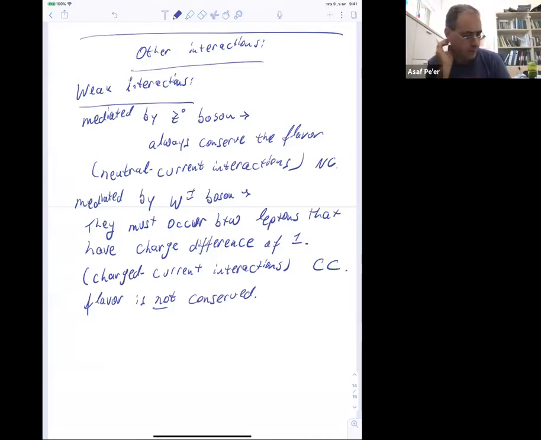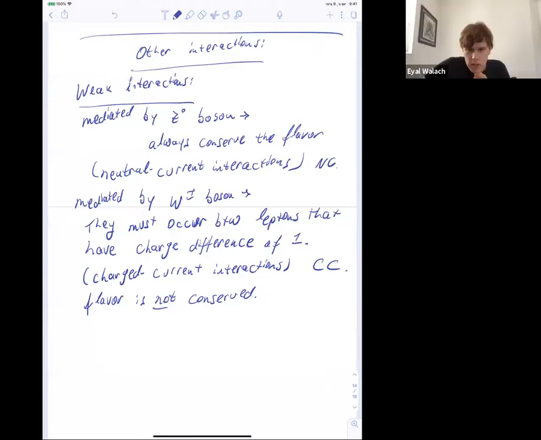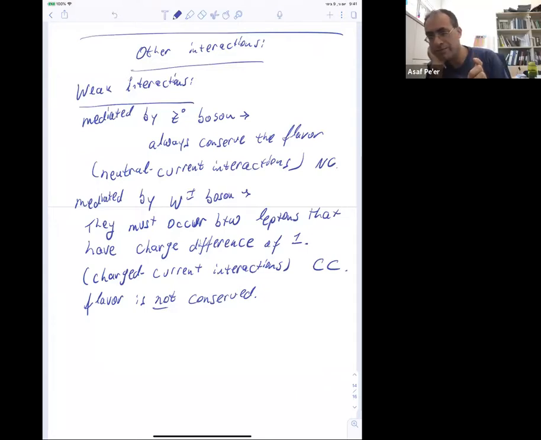Okay. Now, flavor not conserved? So flavor, we say 12 flavors, right? It means the species of the particles. So electron is a flavor, muon is a flavor, neutrino electron is another flavor. Remember the definition. We have 12 flavors.